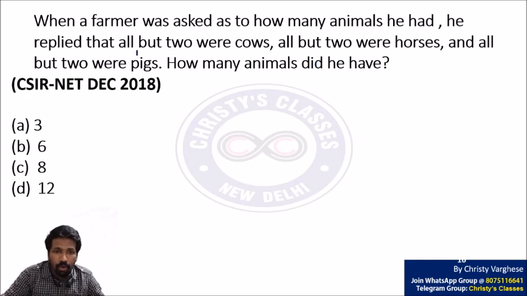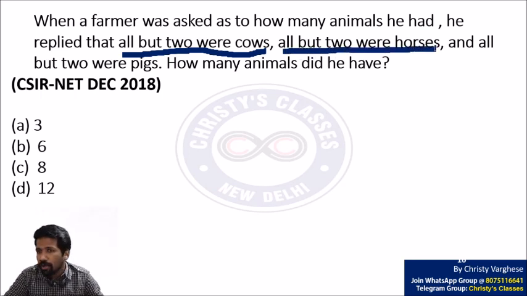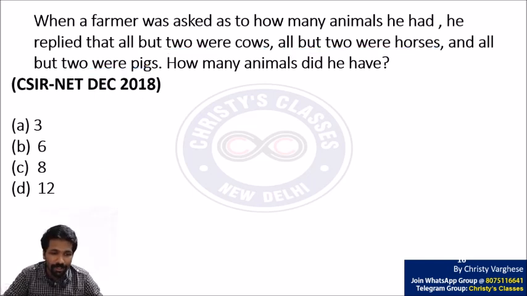If you understood "all but 2 were cows" to mean that 2 cows are there, that is totally wrong. All but 2 were horses does not mean 2 horses. All but 2 were pigs does not mean 2 pigs. That is why the answer 6 is wrong. 2 plus 2 plus 2, 6 is not the answer.